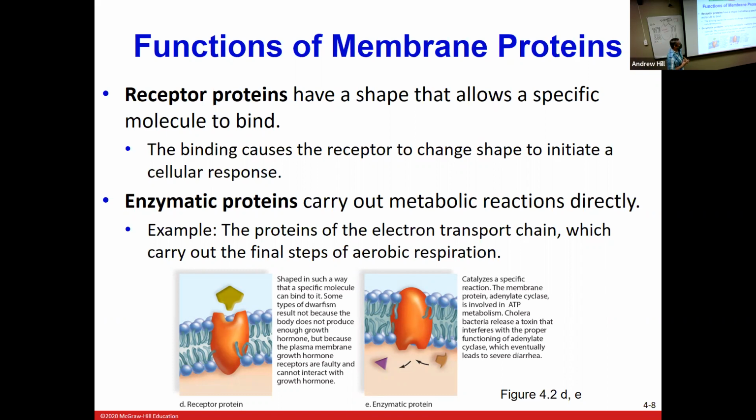Enzymatic proteins carry out metabolic actions directly. So there's this thing called the electron transport chain, which helps with aerobic respiration. And these proteins are located in the inner mitochondrial membrane. Remember, the mitochondria have two membranes, an outer and an inner membrane.